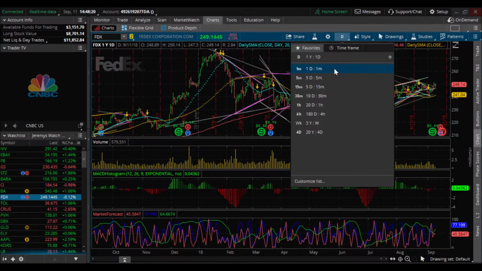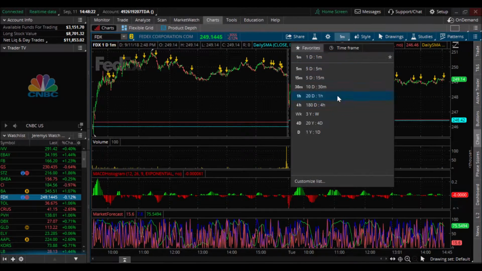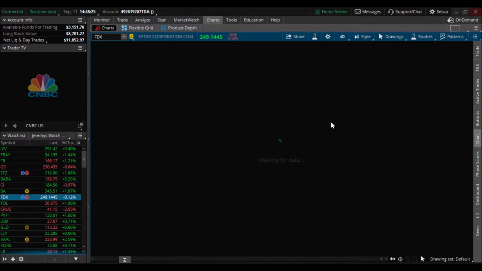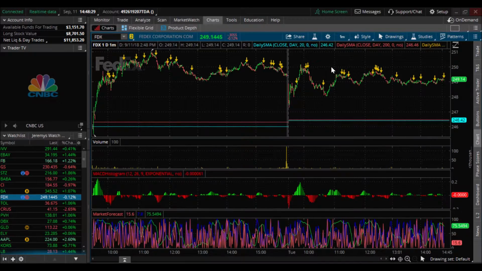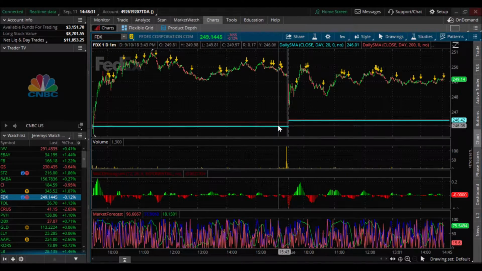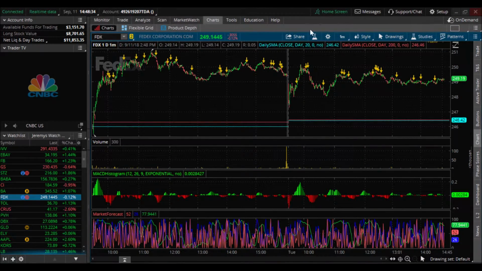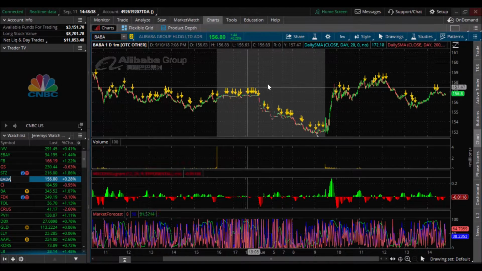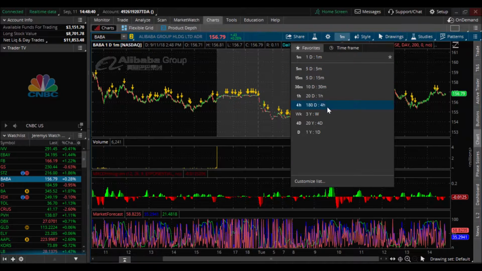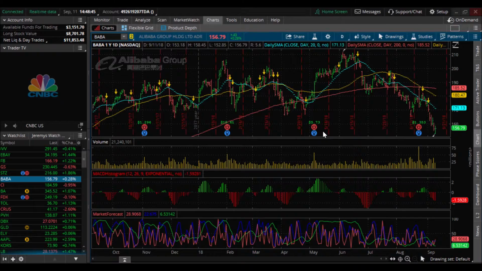You have different types of charts that you can easily switch right into. For FedEx, if you want to look at a 20 or 4-day chart, or I could say a 1-day, 1-minute chart if you're more day trading. So you can even see your little 20 and 200 days. It's very easy to switch in between charts. We can switch to Alibaba, no problem. I personally like the 1 year daily chart for myself. We can see how this stock has broken its support levels and crashed through the floor.